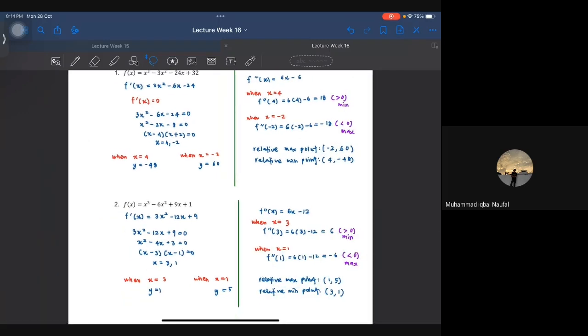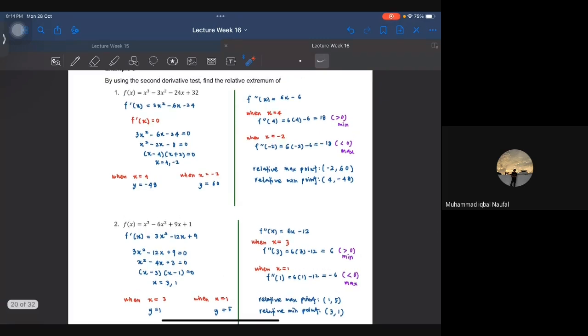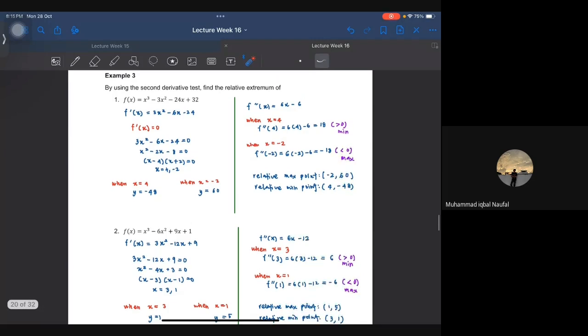Okay, so ada satu benda yang awak kena tahu pasal second derivative. Tak semestinya semua benda boleh digunakan untuk second derivative. Maksudnya tak semua function kita boleh guna untuk second derivative. Walaupun awak rasa second derivative ni easy sebab dia sekejap je. Awak hanya perlu cari second derivative, masukkan value and then dapat greater than 0 minimum, less than 0 adalah maximum. Okay, kalau nak compare dengan the first derivative, dia akan lebih complicated lah sebab first derivative perlu guna table. Okay, tapi tak semua case kita boleh gunakan second derivative.